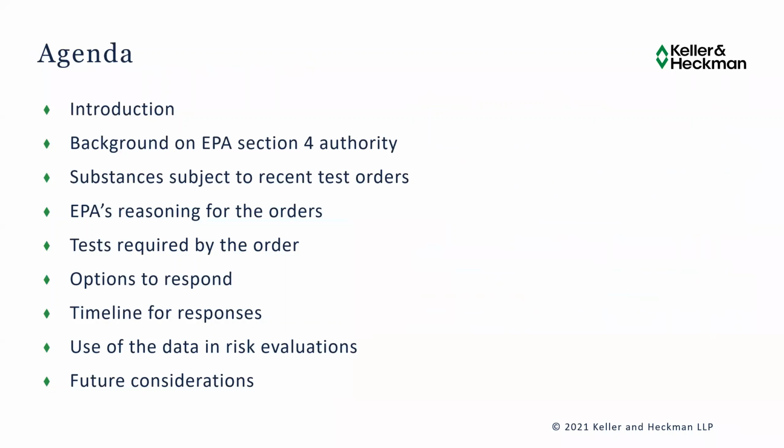Today, we're going to be talking about the Section 4 test orders that I mentioned. So we'll give some background on EPA's authority to issue orders under Section 4 and identify the substances that are subject to these test orders, some rationale for EPA in terms of why they decided to do these test orders, the tests that are required, the options to respond, and the timeline. And we'll finish with some further considerations for either those who are subject to test orders now or who are involved in other high priority substances or for the future, other substances on the work plan.